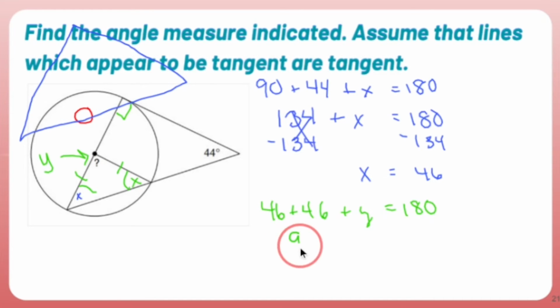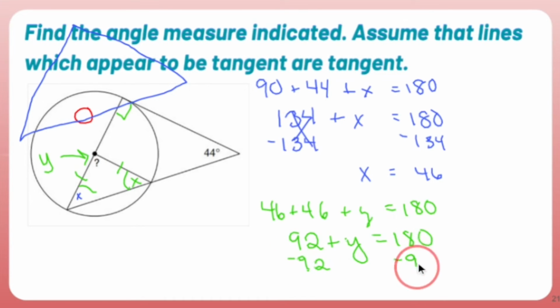46 and 46 are 92. 92 plus Y equals 180 degrees. Let's subtract 92 from both sides. Subtract 92 from both sides. And it's going to end up equaling 88.